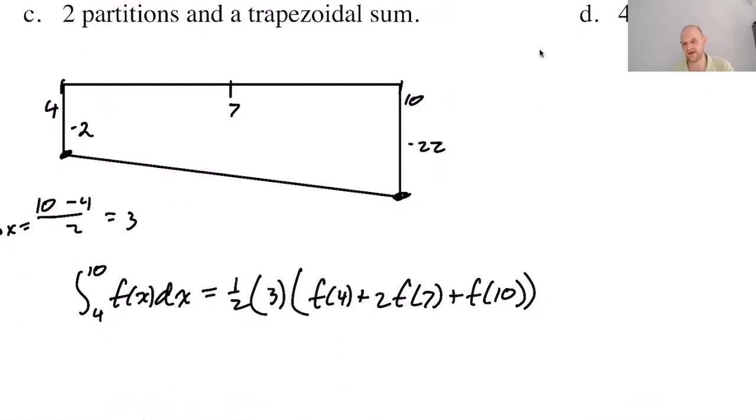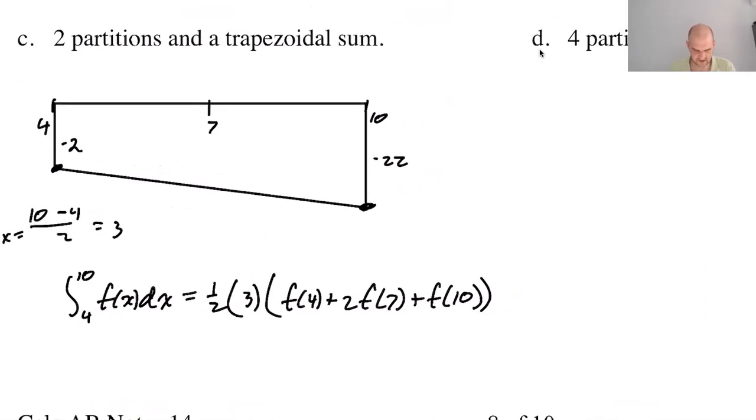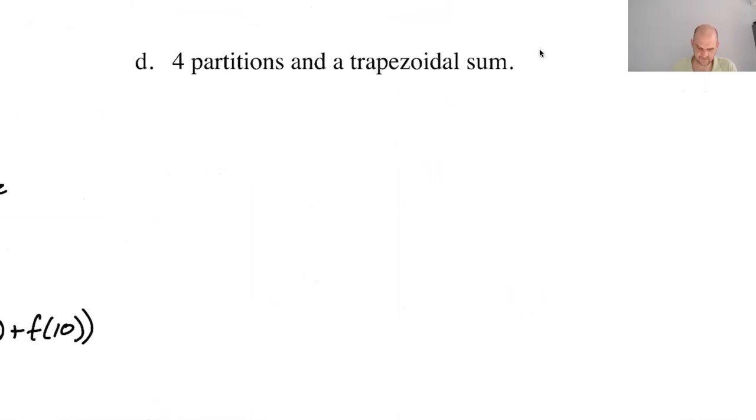Negative 24. Add them together. 1/2, 6, negative 24. I don't know. 6 times negative 12, negative 72. I think we're gonna get negative 72, but let's save it.